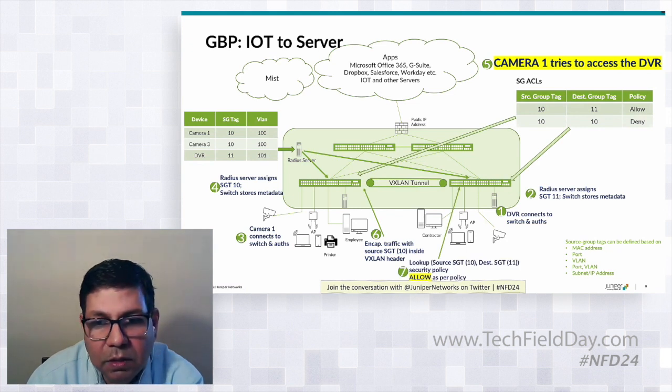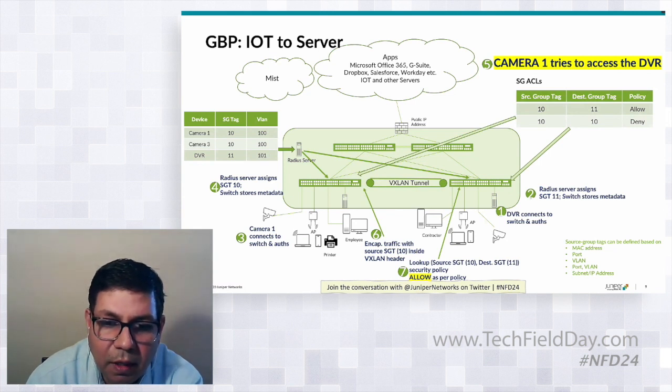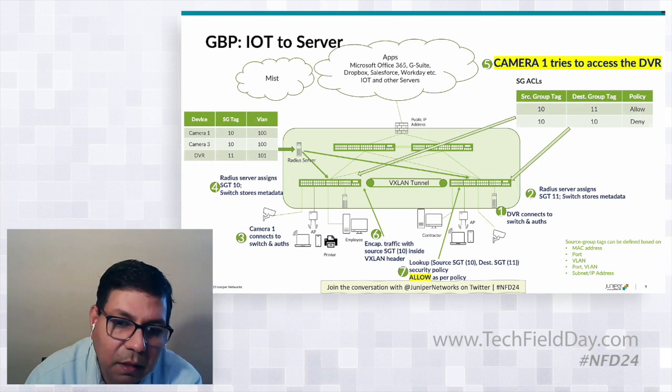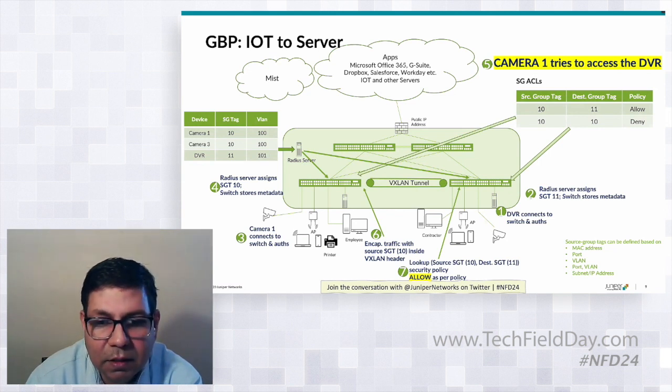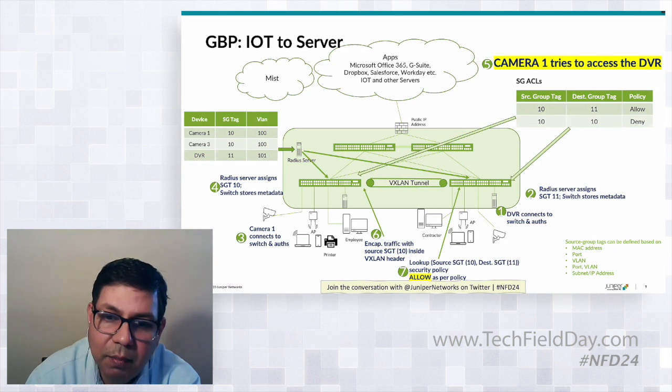On the egress switch, as the packets come out of the VXLAN tunnel, the egress switch will do a lookup in its local policy. It knows from the VXLAN header that the source security group tag is 10, and the destination is a DVR, which has a security group tag of 11. It looks up its policy table and says, source security group tag of 10 and destination group tag of 11, the policy says allow, and it will let the traffic go through in hardware. There's no control plane there.